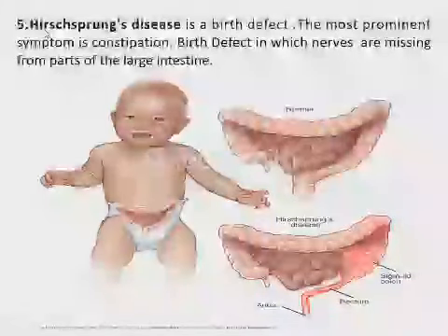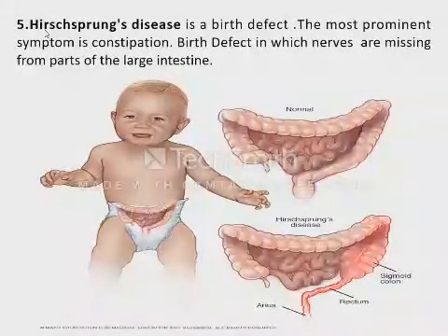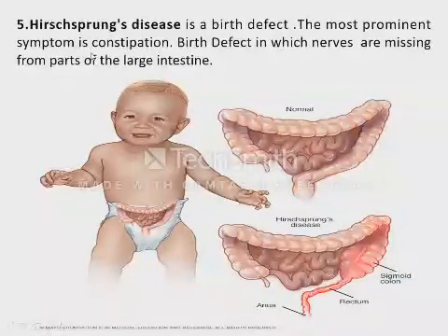Number 5, Hirschsprung disease, which is a birth defect. The most prominent symptom of this disease is constipation. So this is a baby presenting with severe constipation, and he has a defect in the nerves that are missing from part of the large intestine.